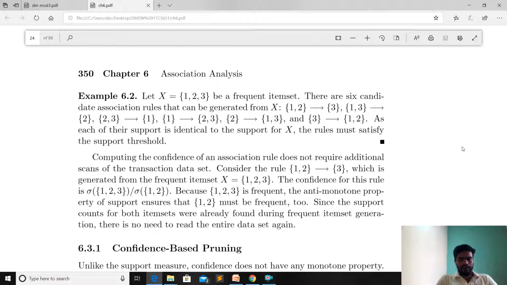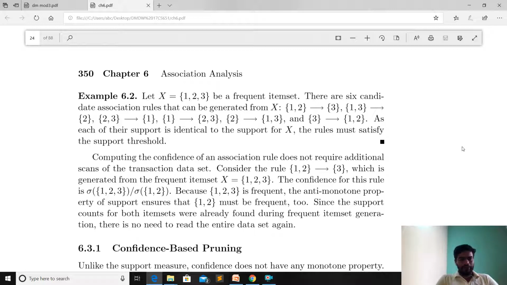{1,2} implies {3}, {1,3} implies {2}, {2,3} implies {1}, {1} implies {2,3}, {2} implies {1,3} and {3} implies {1,2}, as each of their supports is identical to the support of X. The rules satisfy the threshold, meaning {1,2} has the same support as {3}, and {1,2} satisfies the support count and {3} also satisfies the support count. So, like this all the 6 candidates satisfy the support count.